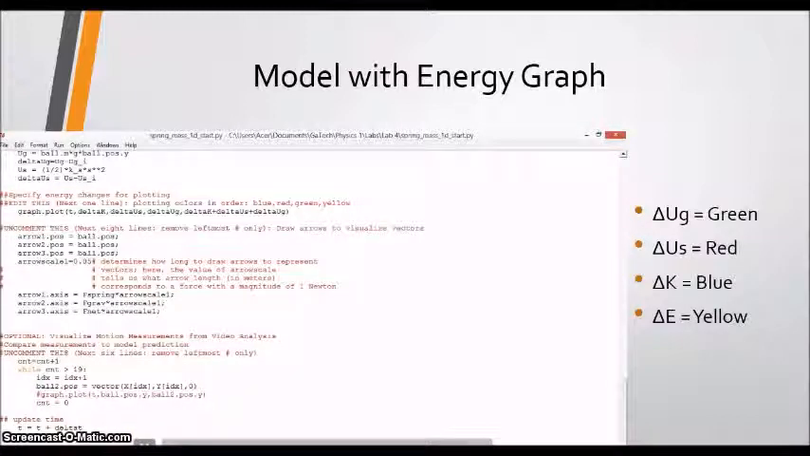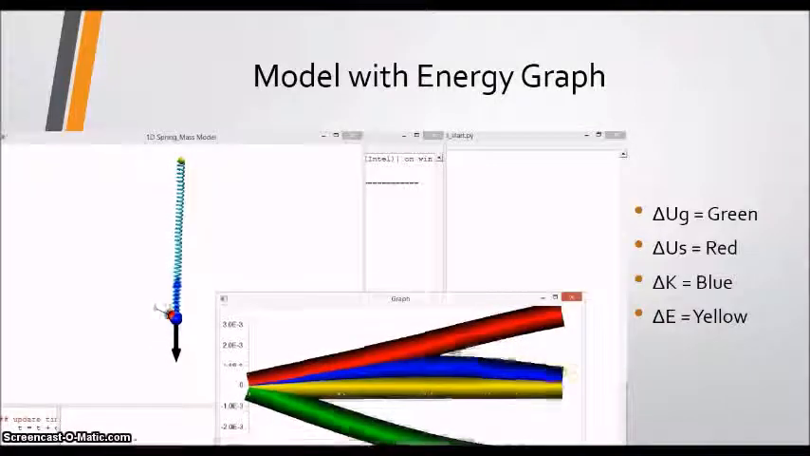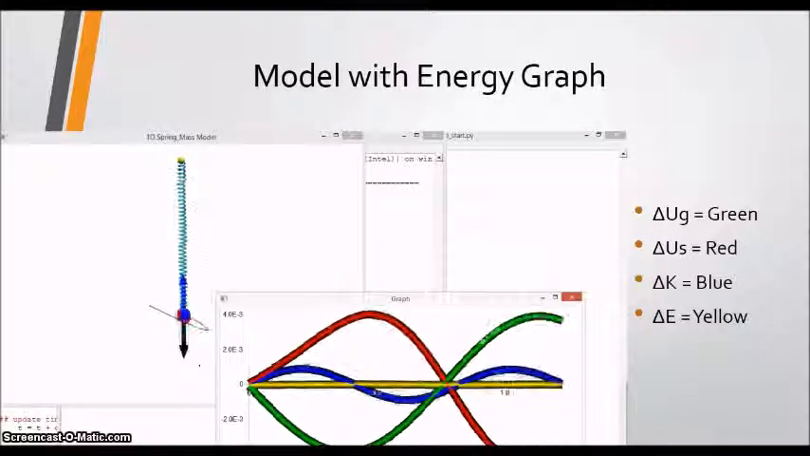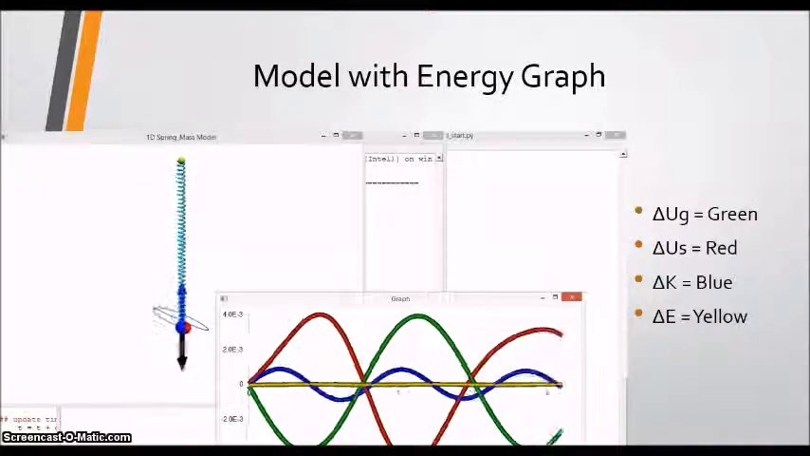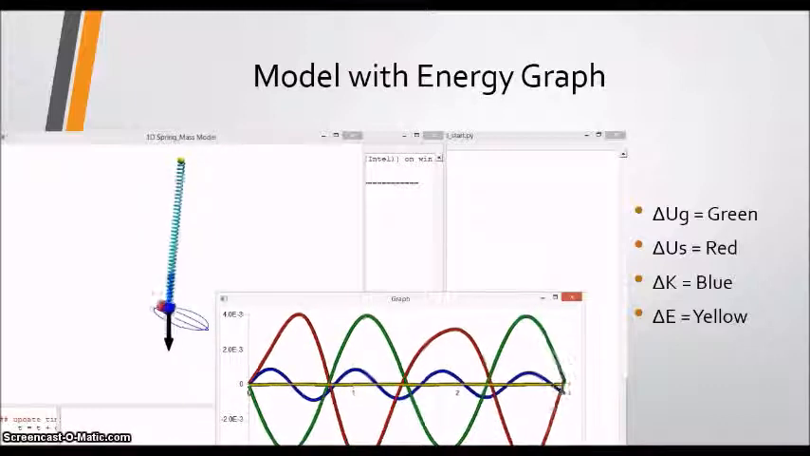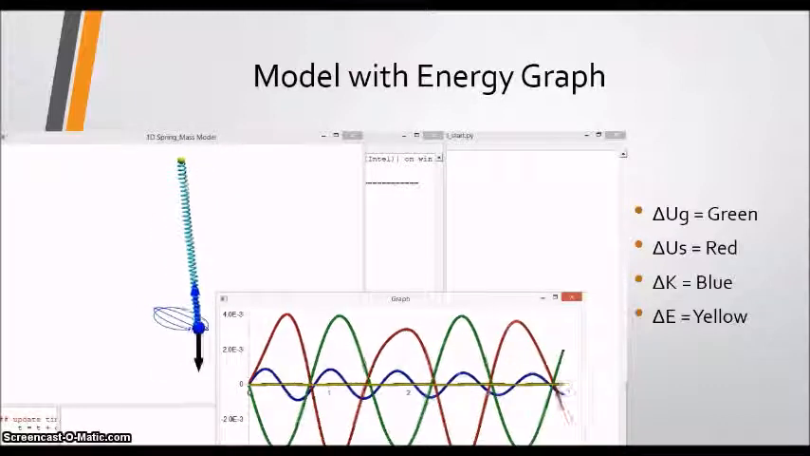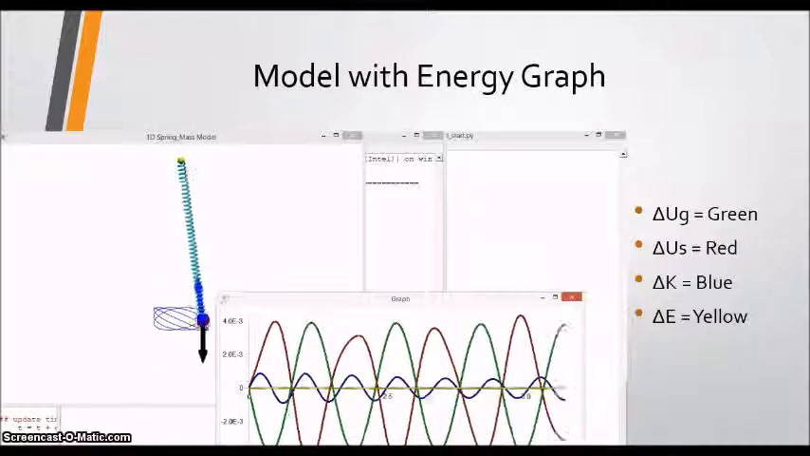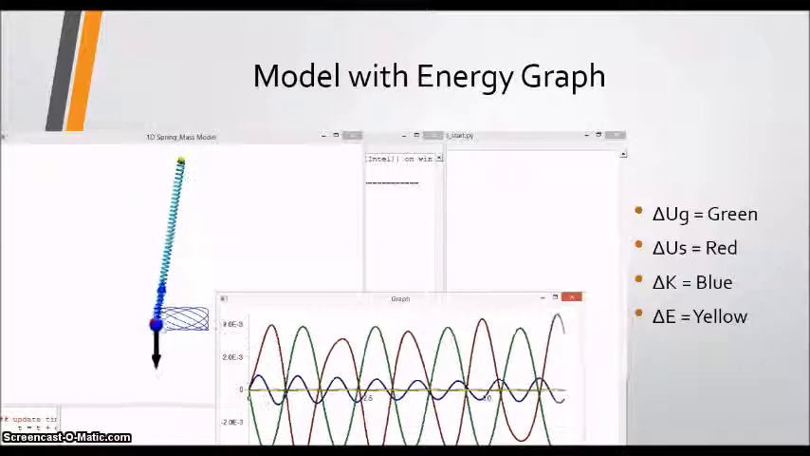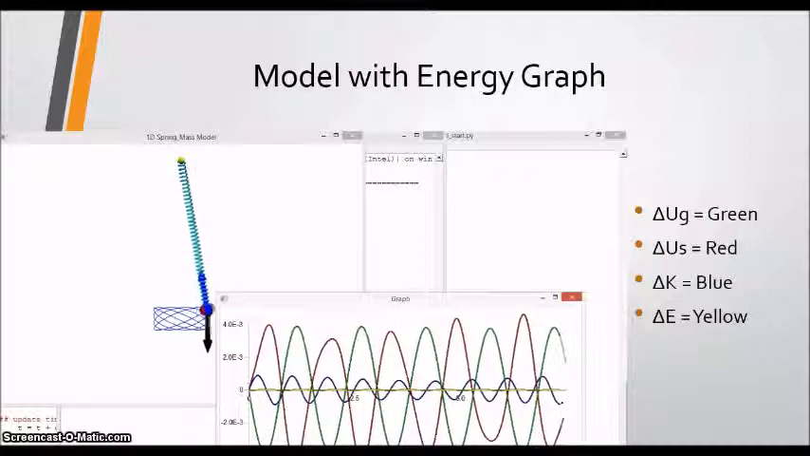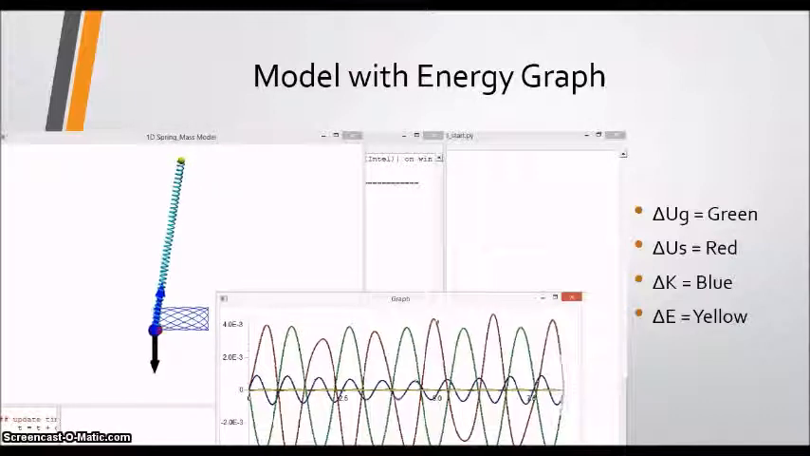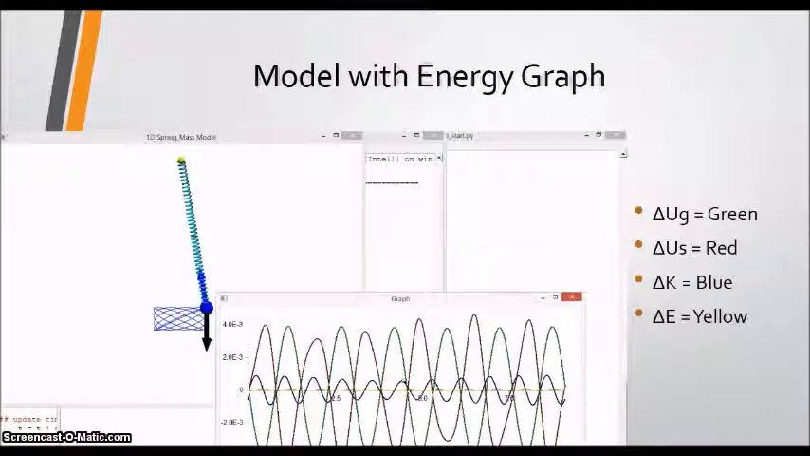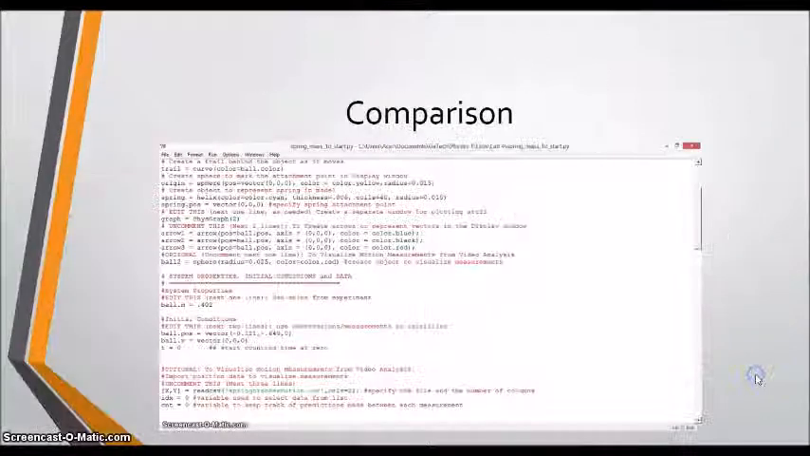This model shows a graph, as well as the motion, of all of the energies of the system. The potential energy for gravity is shown in green, the potential energy for the spring force is shown in red, the change in kinetic energy is shown in blue, and the total change in energy of the system is shown in yellow. Seeing as delta E is always at 0, we know that delta E for the system is 0, which is exactly what we expected to see.